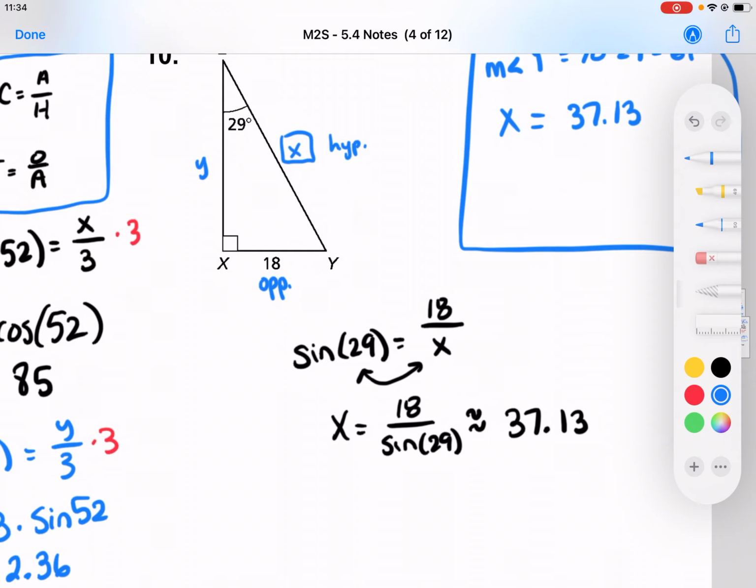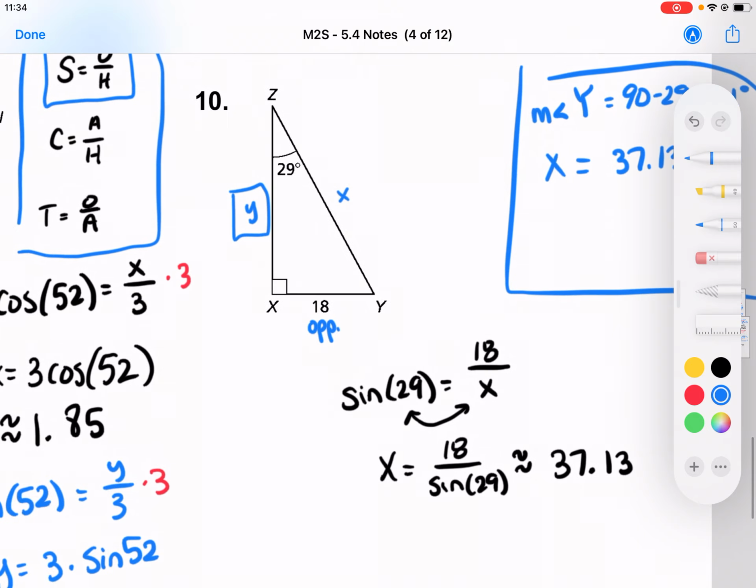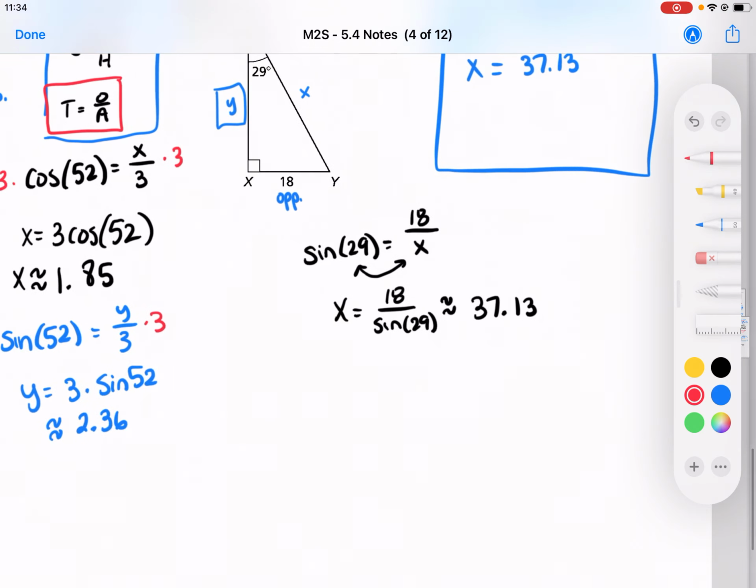Okay, once again, you can choose to use Pythagorean theorem or SOHCAHTOA, it doesn't matter. Let's go ahead and do SOHCAHTOA again. This time we've got the opposite and we're looking for the adjacent. So opposite and adjacent would be tangent. So I have tangent of 29, because I use the same angle, although you could use the 61 degrees if you wanted, but I'm going to use this one. So tangent of 29 is equal to the opposite, so 18, over the adjacent, so y.